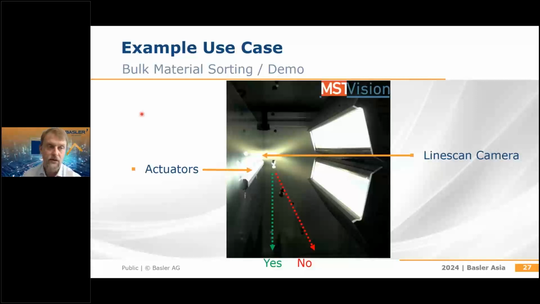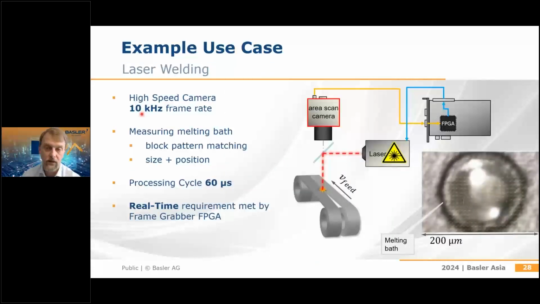So with each single laser pulse, the size of the melting bath is measured and directly controls how much power is given into the material. Because when it's too much power, we don't weld, we just make holes in the material. When we don't put enough energy into the system, we don't weld. So the closed loop control is taking care of this part.